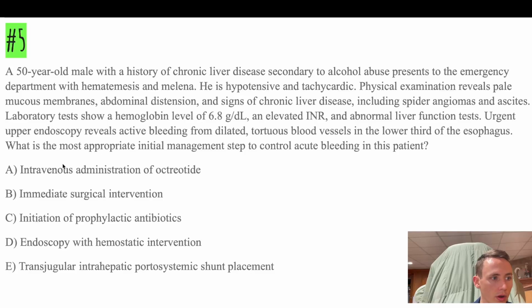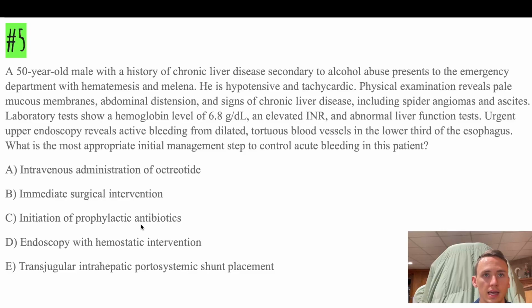So first you'd want to administer octreotide, which is also a somatostatin analog. And then after we've administered octreotide, then you could do D, which would go in and band them. But you need to stabilize the patient with the medication, and then you can go ahead and do an endoscopy and band them. Surgical intervention, you really want to wait for cases when endoscopy has failed. So surgery is not your first line. First, you want to give the medication, then endoscopy, then surgery.